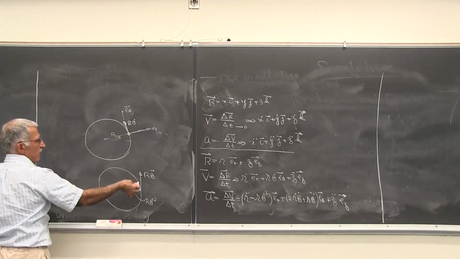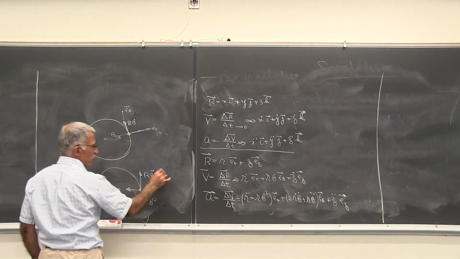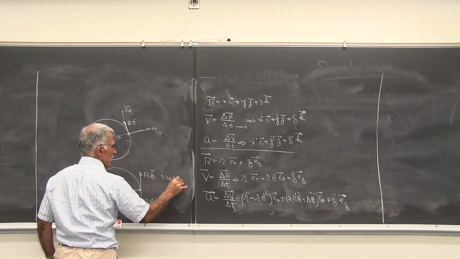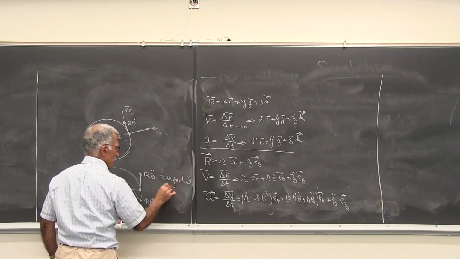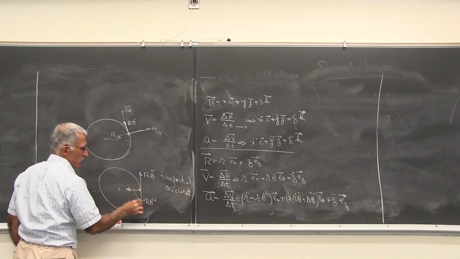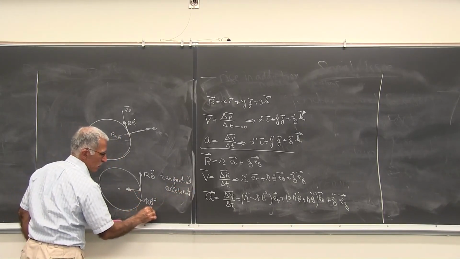Velocity, you have one velocity, but you have two accelerations. This is called tangential acceleration. And this is called normal acceleration.